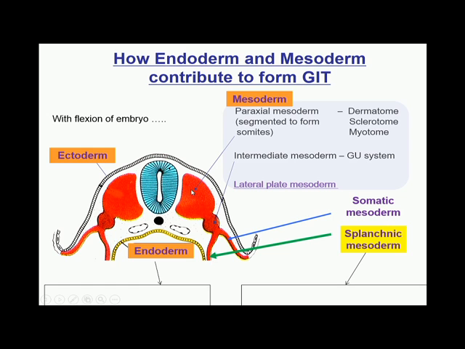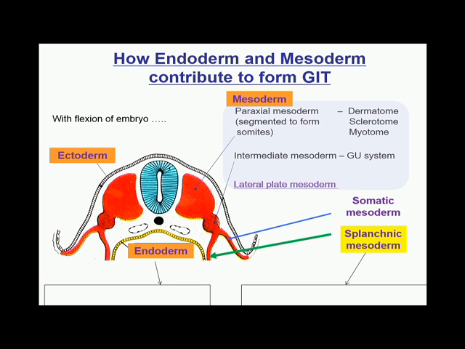If you remember, the three parts of the mesoderm are the paraxial mesoderm, which gives rise to the somites, then the intermediate mesoderm, which gives rise to the genitourinary system, and then the lateral plate mesoderm, which splits into the somatic and the splanchnic or the visceral mesoderm. So this visceral mesoderm, which surrounds the endodermal tube, also contributes to the formation of the GIT.